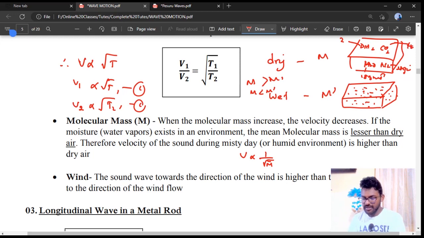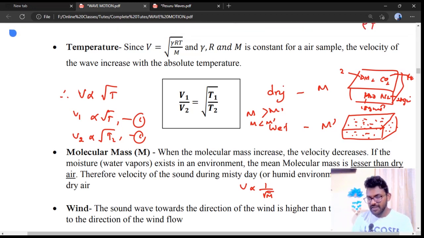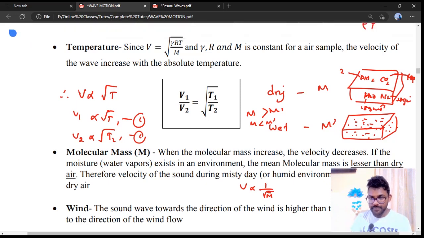Different molecular weights are there, right? So if you take a mean value, you can see some are even going to 44. Carbon dioxide is around 44 grams per mole, nitrogen is 28, hydrogen is 2. Likewise, helium is also there. There are methane and different types of gases. If you consider the molecular mass of dry air, you should consider all of these and take a mean value.